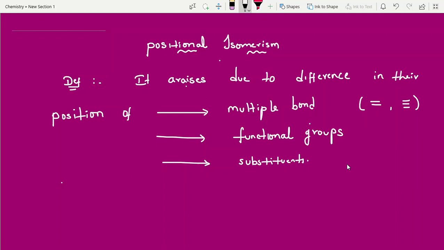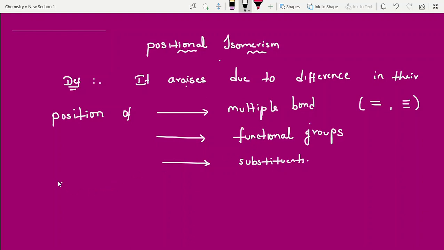OH group, chlorine, fluorine, bromine, iodine. So if you introduce groups like those, in those cases it can show positional isomerism. And substituents are nothing but like 1-propanol, 2-propanol. In those cases also it can show positional isomerism. One by one I will discuss.